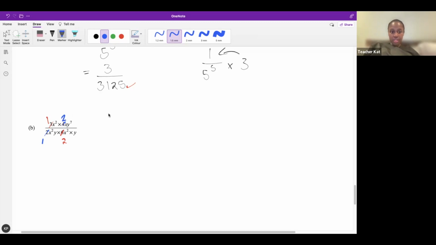We have a 2 at the top and at the bottom. What can we do with these 2's? It's 2 divided by 2 basically, right? They cancel out. So this 2 once, that 2 once, gone. All the numbers are gone. All right, so let's rewrite what we have left. We have x squared times xy to the power of 7 over x squared y times x squared times y.